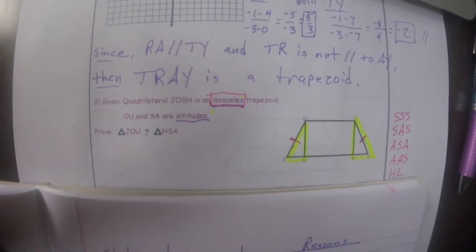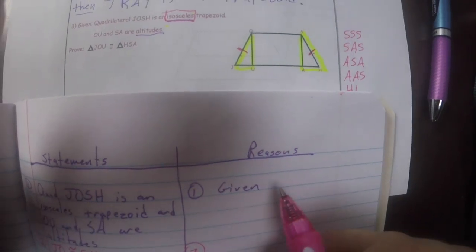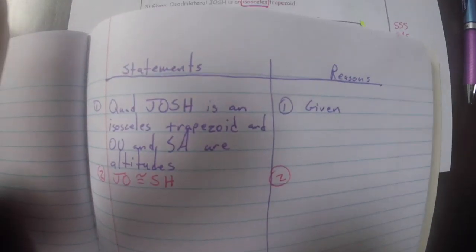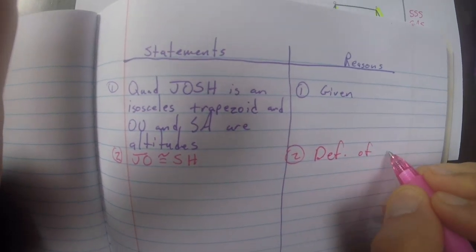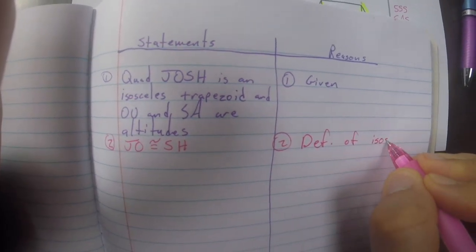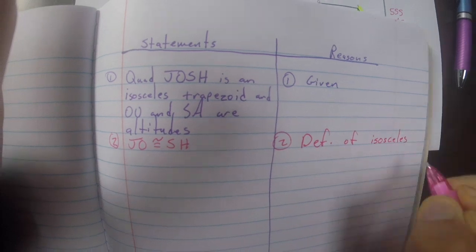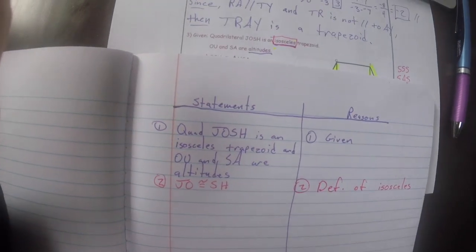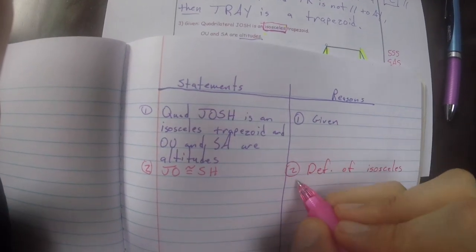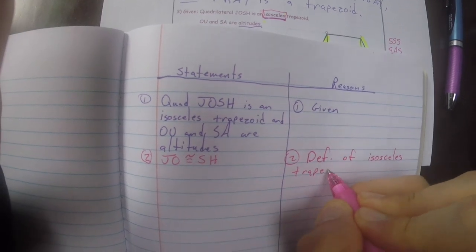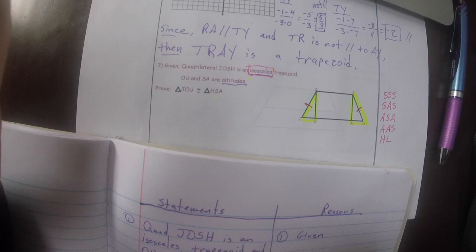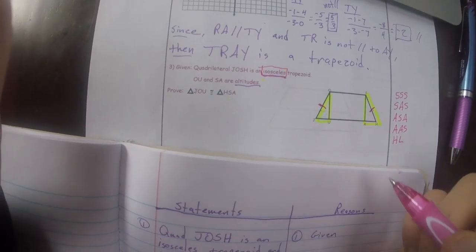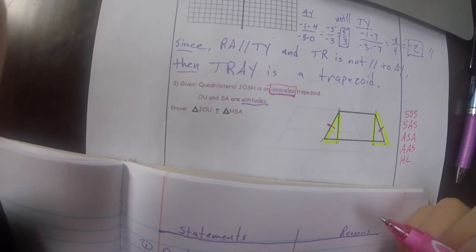All right. So the reason that I know that those two sides are congruent is the definition of isosceles. Yeah, definition of isosceles trapezoid, let's put. Awesome. Boom, I got two sides out of the way. All right, let's see if I can prove anything else.